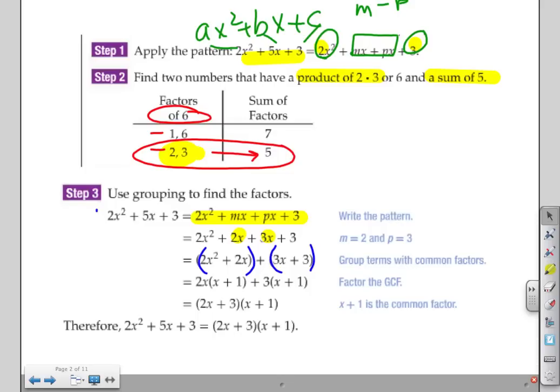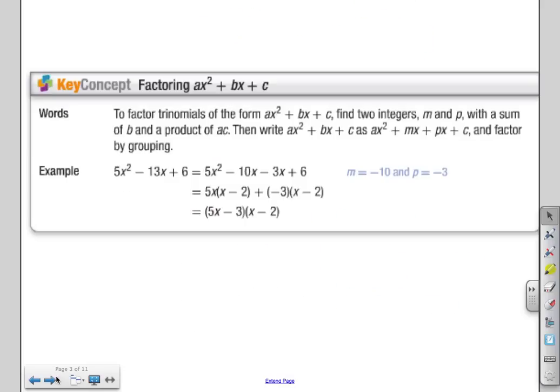Right now, our next slide looks at the concept in the general form. Here is your factoring of ax squared plus bx plus c. If you have trinomials ax squared plus bx plus c, you're going to find two integers, m and p, with a sum of b and a product of ac.